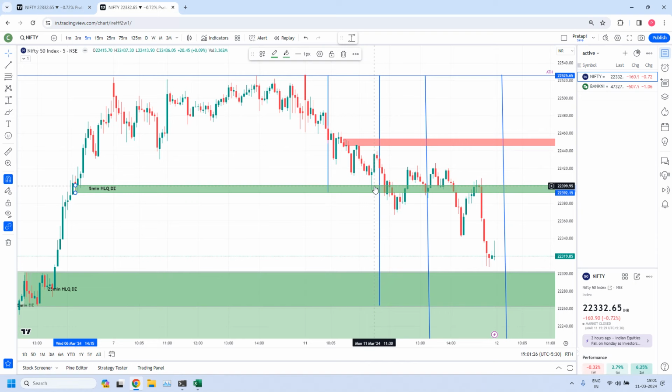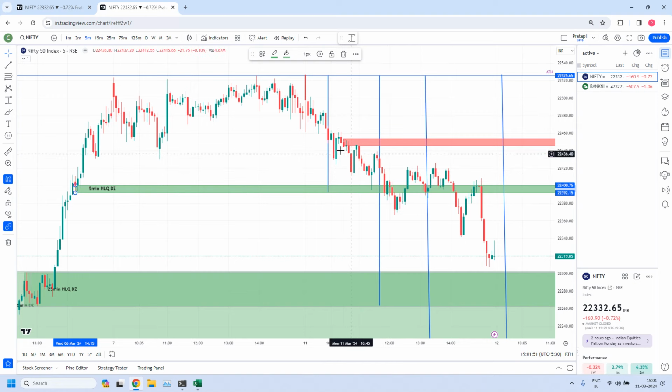This is 22399, that means 22400, and the next range is here, 22439 or 440. So another 35 to 40 points. Maybe you might have got a good RR in this particular type 3 entry. But the problem is, the supply is very strong.